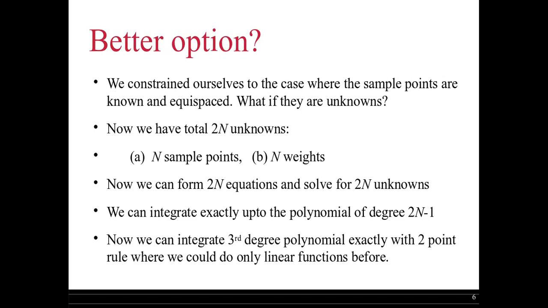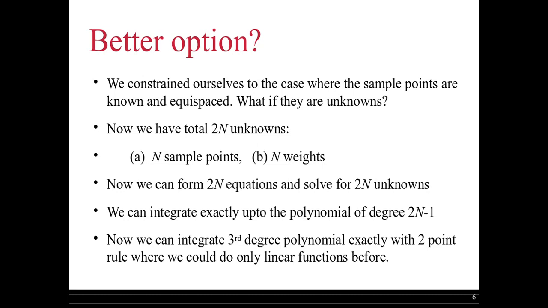Now, any better option? We have constrained ourselves to the case where sample points are known and equispaced. Whatever we have done so far, these xi's were known in the interval of integration. Now what if they are unknown? Then you have a total of 2n unknowns, because n xi's are unknown and n weights, that is wi's, are unknown. To determine these 2n unknowns, we need 2n equations.